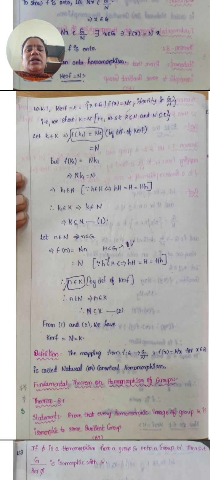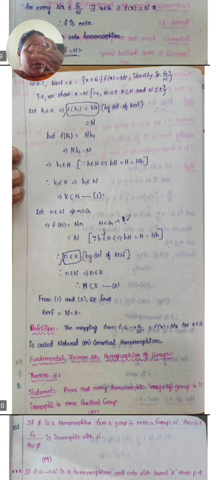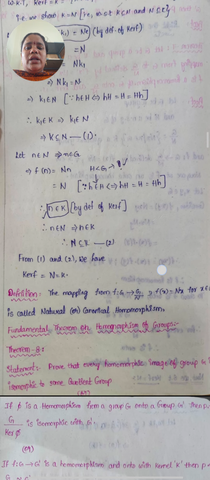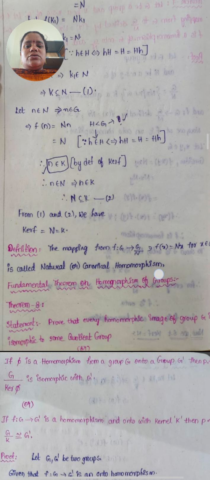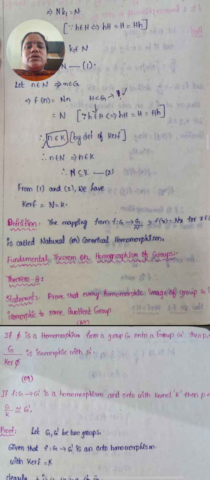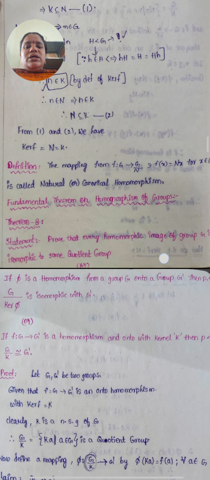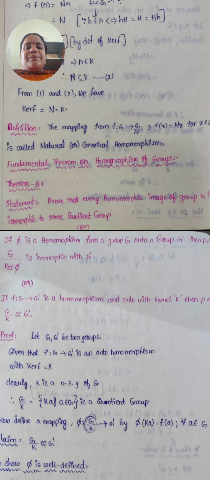Now we show that kernel f is equal to N. We know that kernel f is equal to K, the set of x belonging to G such that f of x is equal to Ne, the identity in G by N. Now we show that K is equal to N. So f of x1 is equal to Ne, that is equal to N. f of k1 is equal to N k1, where k1 belongs to capital N. So k1 belongs to capital K and k1 belongs to N. So K is contained in N. Now let small n belong to capital N, which belongs to G. So f of n is equal to small n into capital N. Therefore small n belongs to K. Therefore N is contained in K. Kernel f is equal to N is equal to K.